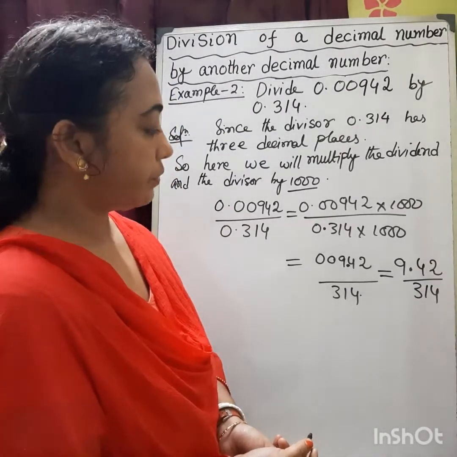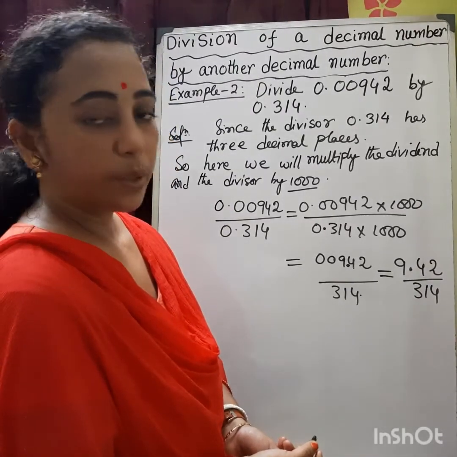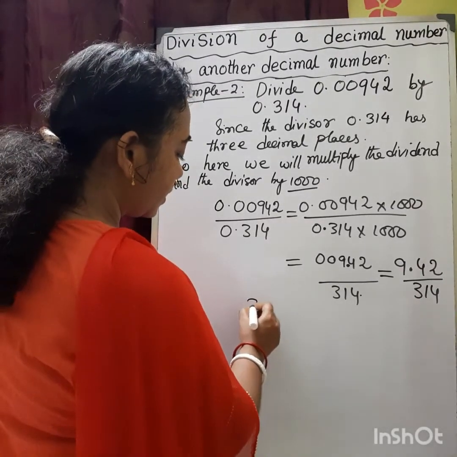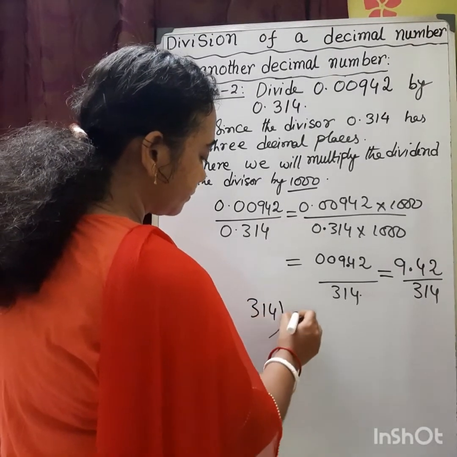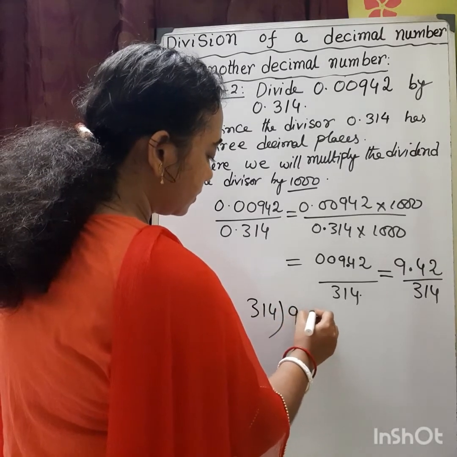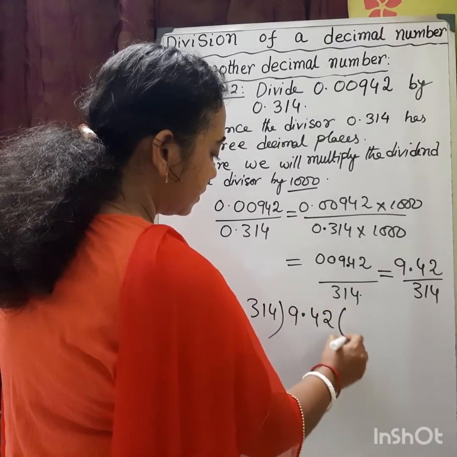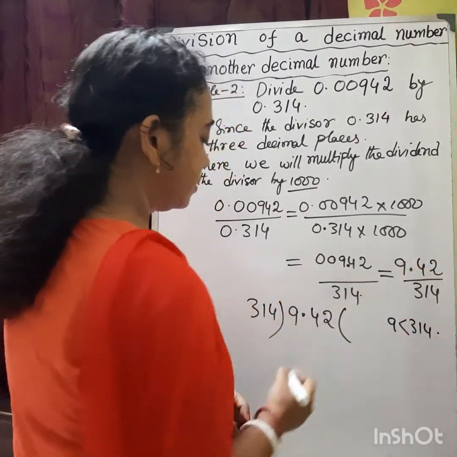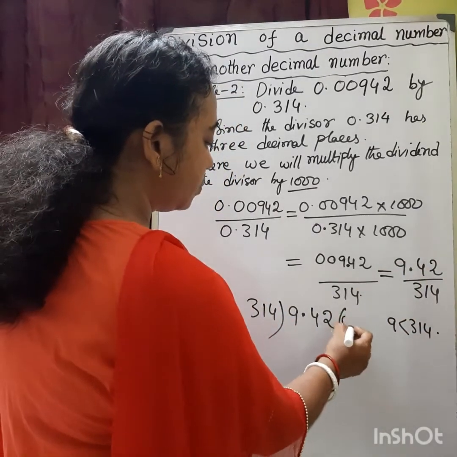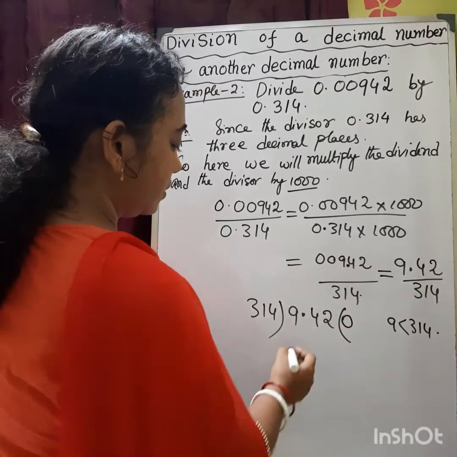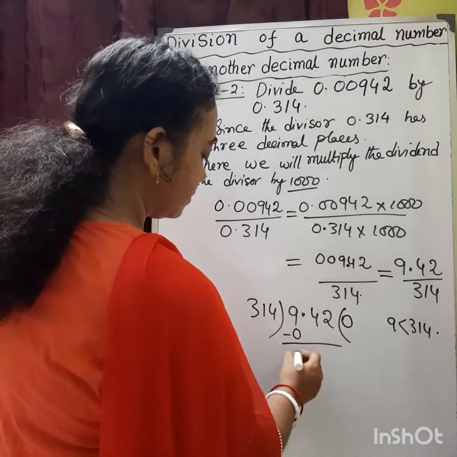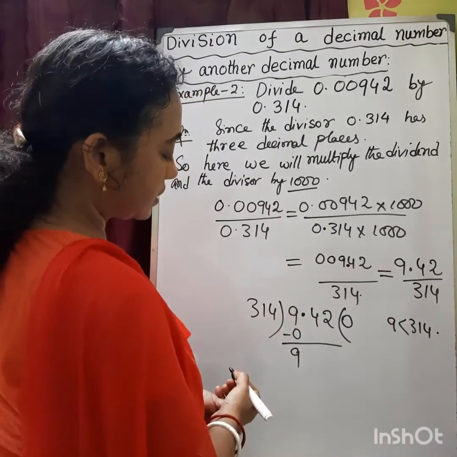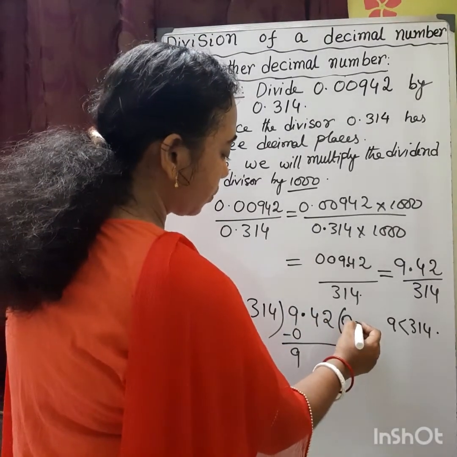Now we know how to divide a decimal number by a whole number. So let us divide them. So 314 is the divisor. Then we write the dividend. Now here again 9 is less than 314. So we put 0 in the quotient. So now this becomes, now after there is no digit left, so we put the decimal point in the quotient.